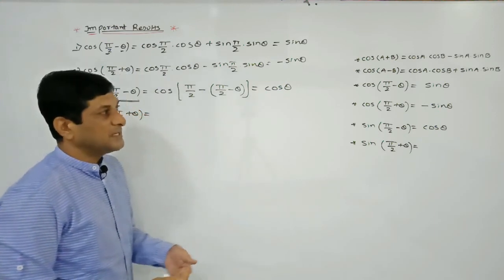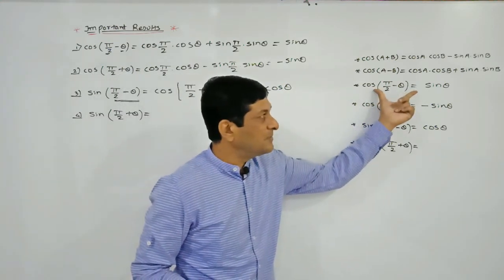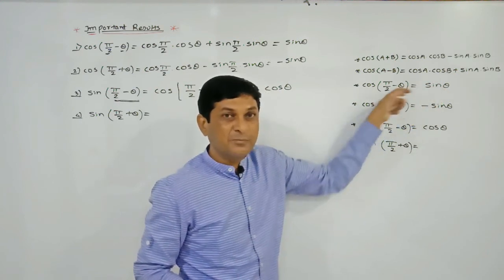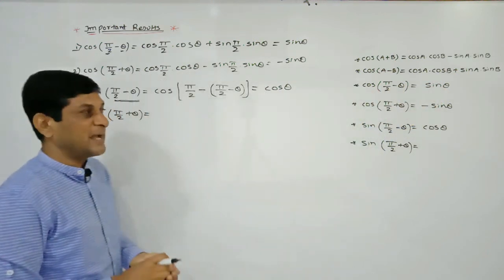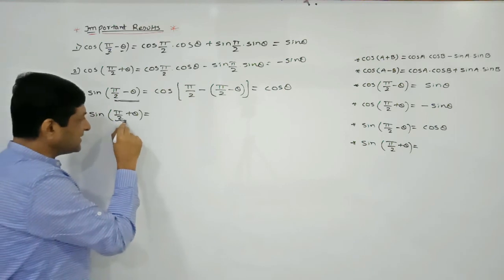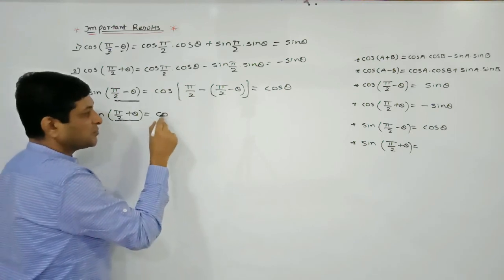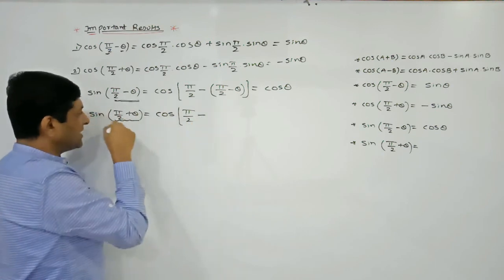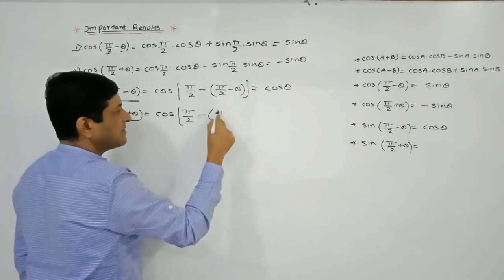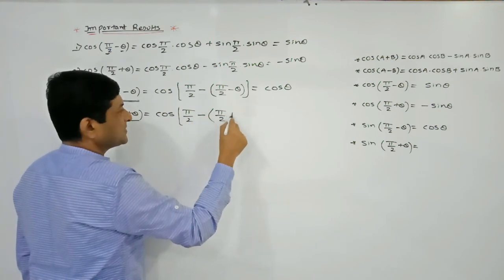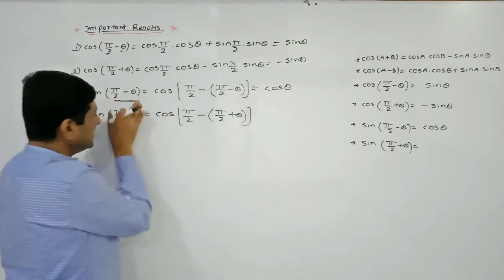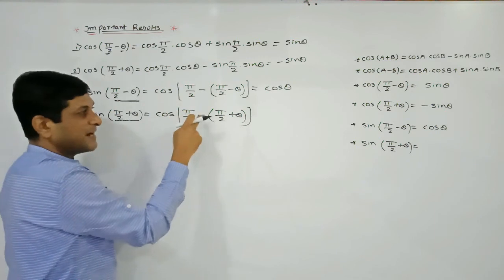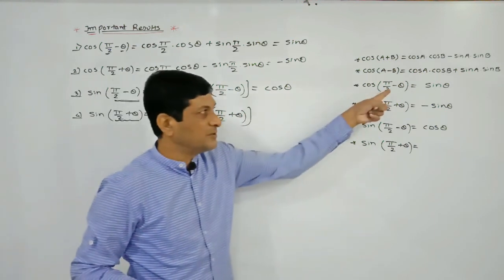Now let us try to prove the formula of sin pi by 2 plus theta. Again we are making use of the same result. Cos pi by 2 minus theta is sin theta, which means sin theta can be written as cos pi by 2 minus theta. What is the value of theta here? Pi by 2 plus theta. Sin theta can be written as cos pi by 2 minus theta according to this formula.